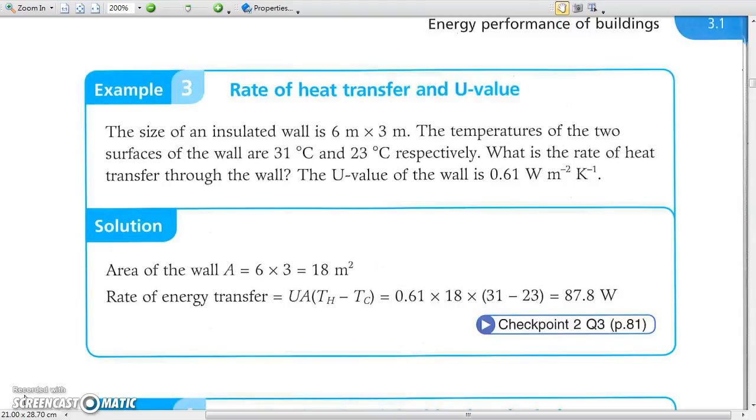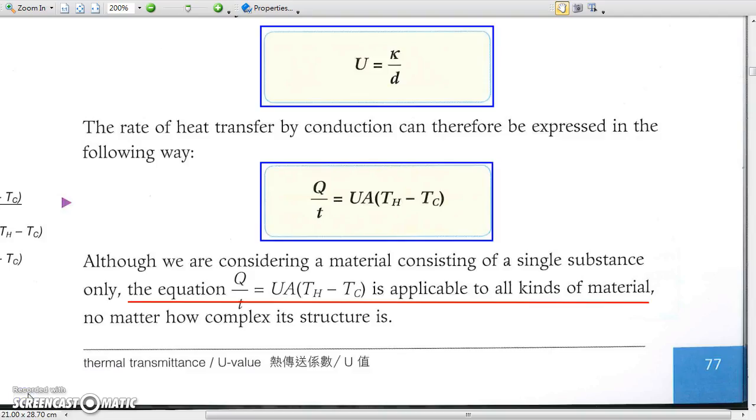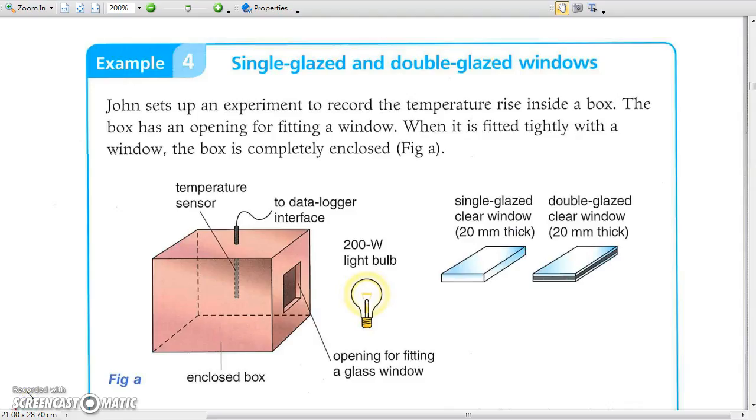Example 3. Rate of heat transfer and U value. Straightforward question. Apply the formula given on page 77. Example 4. Single-glazed and double-glazed windows.